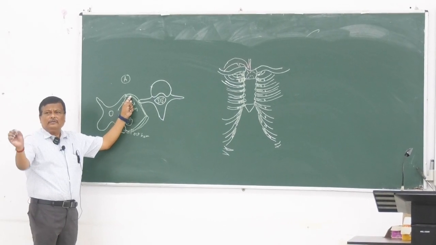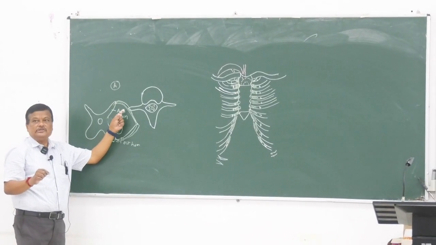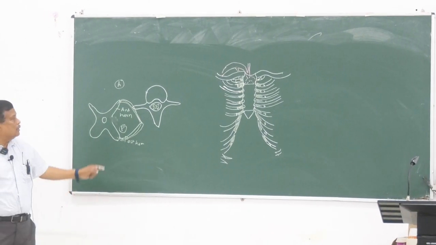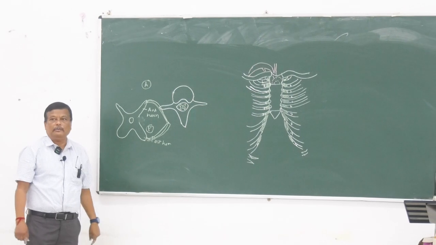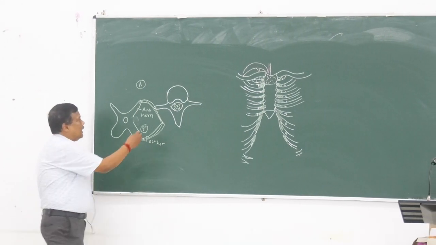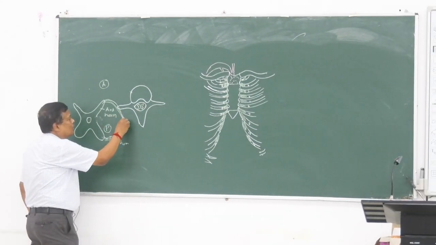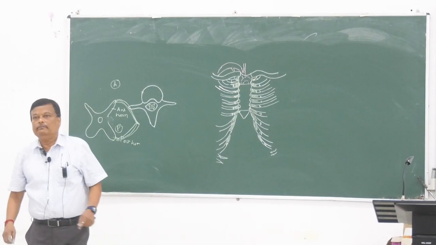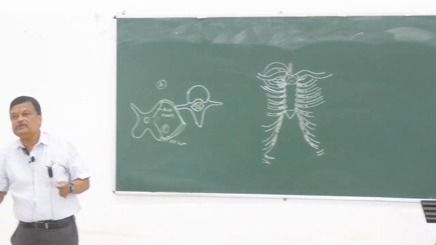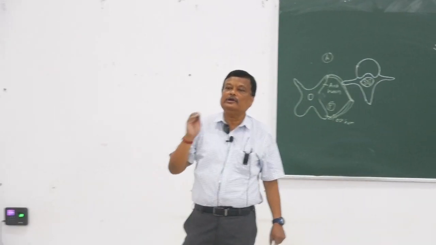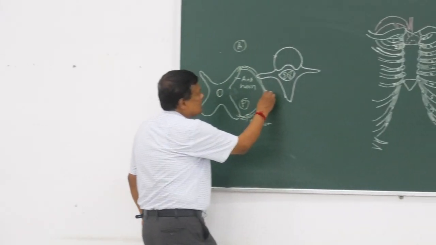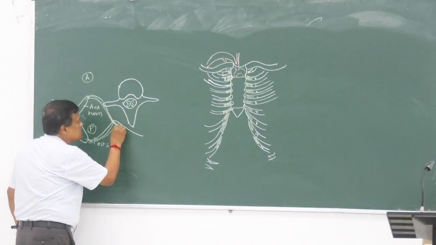A small thread-like nerve root arises from the anterior horn, the anterior nerve root, and from the posterior horn, the posterior nerve root. The anterior and posterior roots ultimately join together to form... where is it joined? At the level of the intervertebral foramen. Then, when it joins, it forms the spinal nerve.